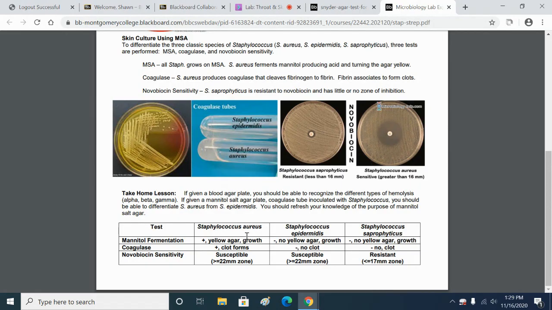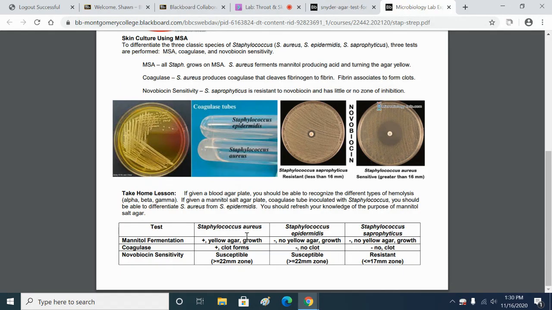So most people, their MSA would not be turning yellow, but that would be the first test, is the MSA test. And then in the second lab period, you would take some bacteria growing on the MSA and inoculate a coagulase tube and a novobiocin antibiotic plate. So the 3 tests are MSA, coagulase, and novobiocin sensitivity.